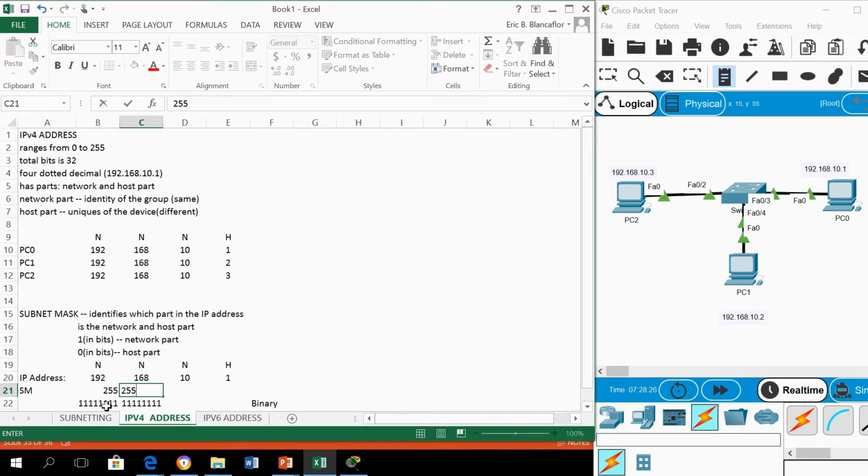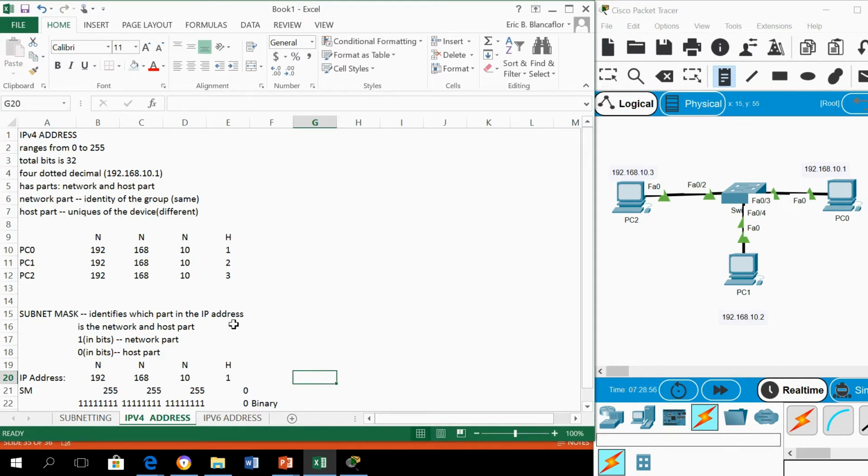I wrote ones here because 1 in bits is the network part. So here, still the network part, its subnet mask in binary is 8 ones, which is 255 in decimal. While the last one is a host part, which is 0 in bits, so you have 8 zeros, which in decimal is 0. That's the subnet mask.